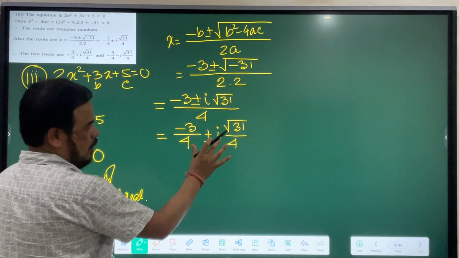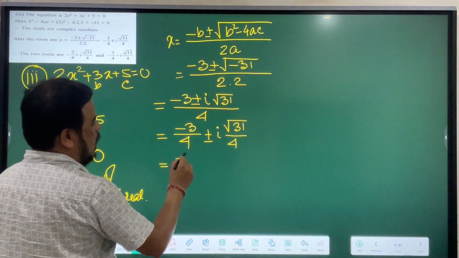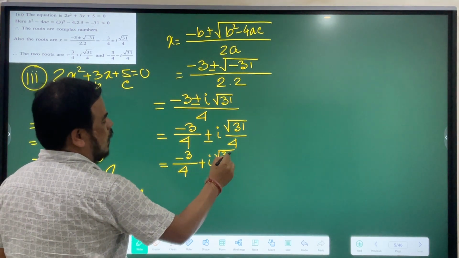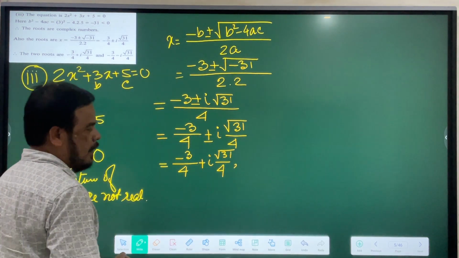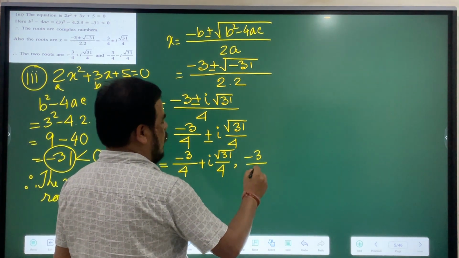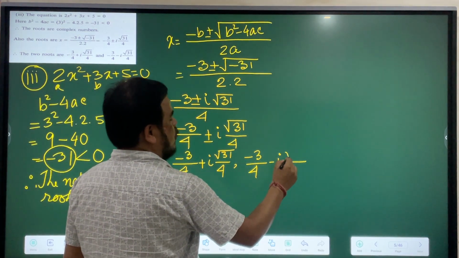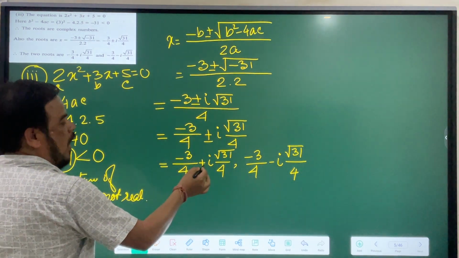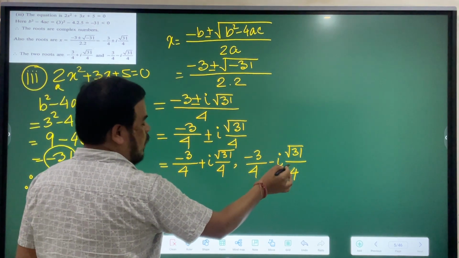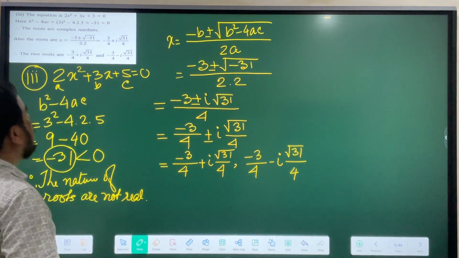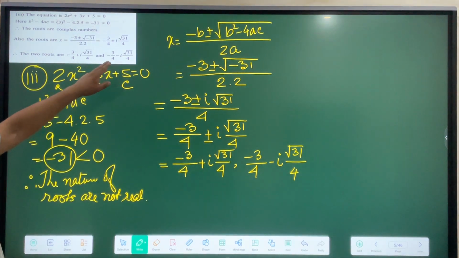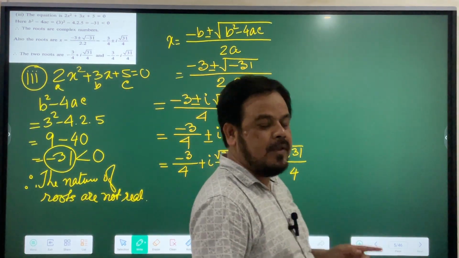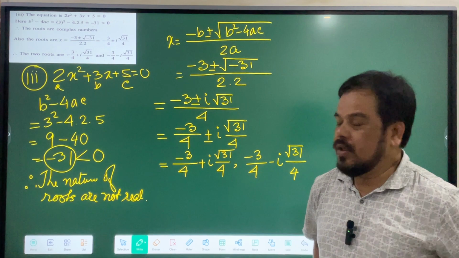This is the process of writing. Equal sign: minus 3 by 4 plus i square root of 31 by 4, comma, minus 3 by 4 minus i square root of 31 by 4. Two answers: alpha plus i beta, alpha minus i beta. So these two are the roots of this quadratic equation. So we have solved it. Remember that solve means we have to find out the value of x. Solve means we have to find out the roots of the quadratic equation.